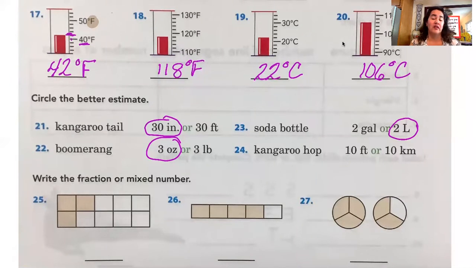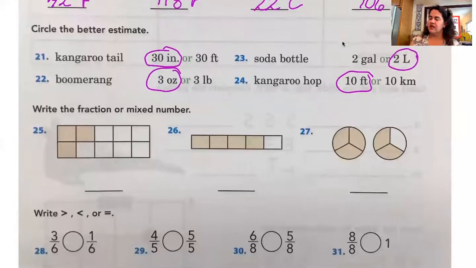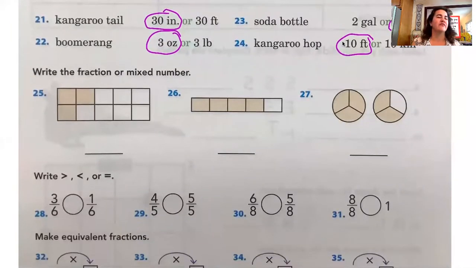Okay, and then we have kangaroo hop. How far do you think a kangaroo hops? Would we measure that in feet or in kilometers? Feet is correct. And then what's our fraction or mixed number? 25. I think we called on Jacob last, so Mila, what's this one gonna be?